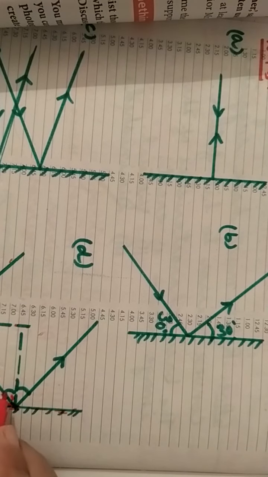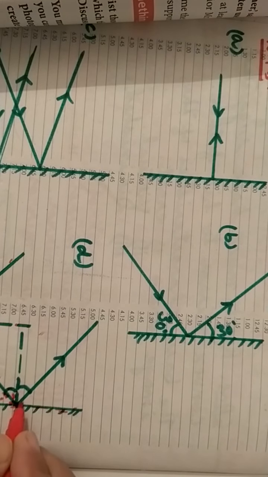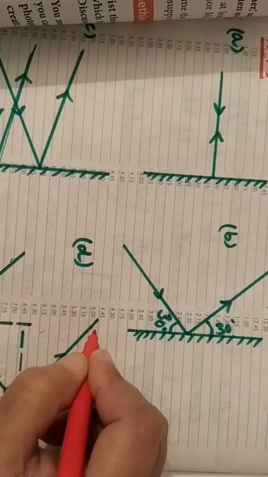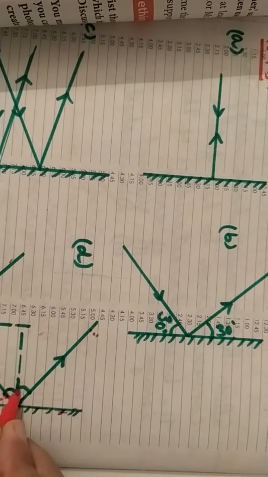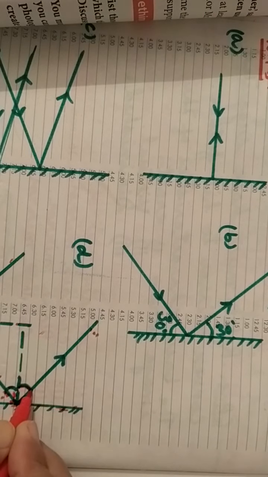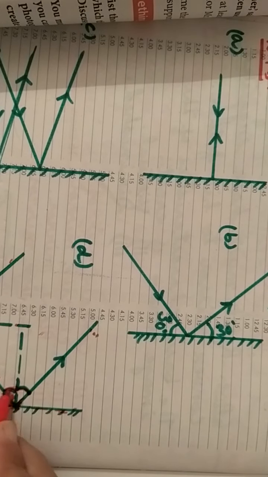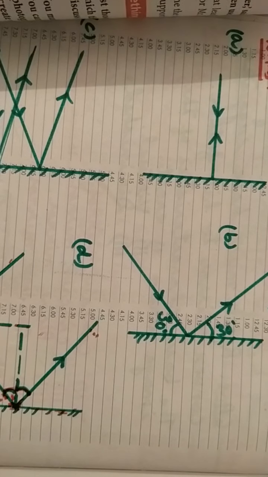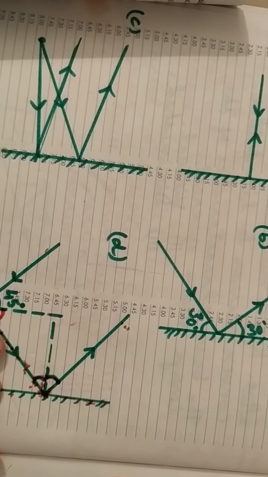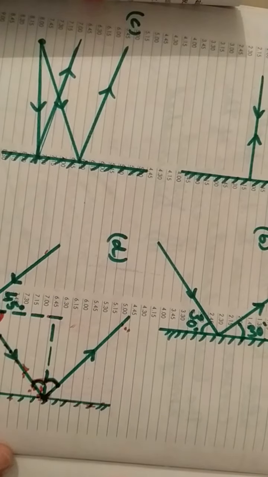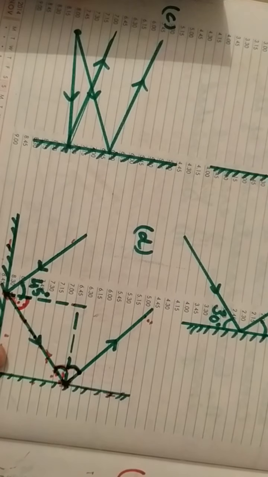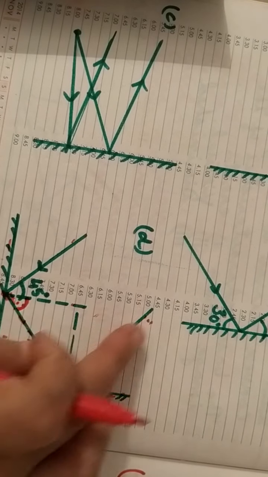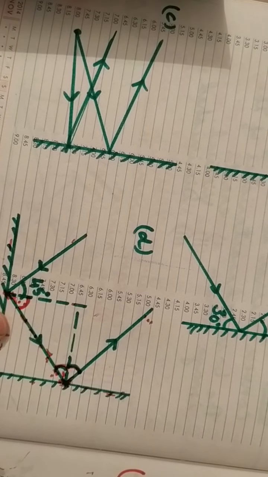So what happens? Again it becomes a reflected ray. From here it gets reflected. So again it will make the same angle of reflection as the angle of incidence here. So this will be the correct diagram of this question D. Okay. So you see here children, this is the answer of question number D.